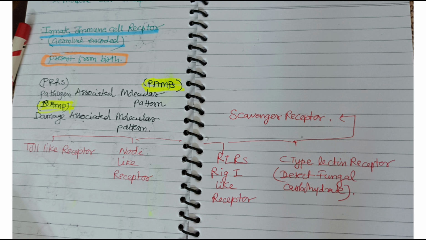Then NOD-like receptors, NOD1 and NOD2, detect bacterial peptidoglycan. Then RIG-I-like receptors, RLRs, detect viral RNA in the cytoplasm. For example, they detect the dsRNA from the virus. Then C-type lectin receptors detect fungal carbohydrate. For example, dectin-1 binds to beta glucan. Then scavenger receptors bind motifs such as low density lipoprotein and apoptotic cells.